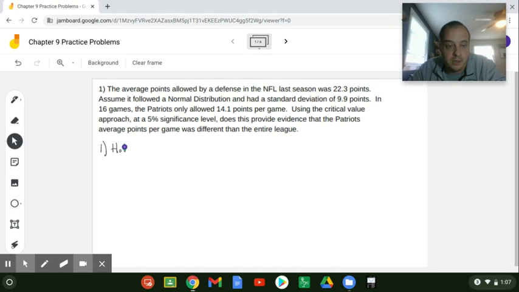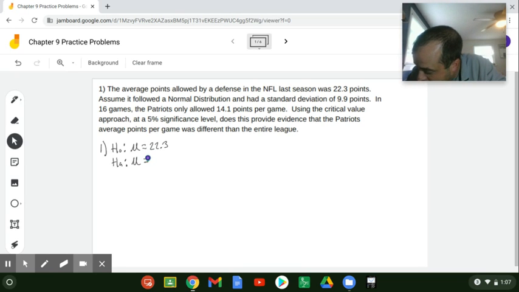Our null hypothesis: mu is equal to 22.3. Our alternative hypothesis: mu, and here it says, does this provide evidence the Patriots' points per game was different? So it could be greater than, it could be less than, so we're going to go with not equal to 22.3. So this is going to be a two-tailed test, okay?